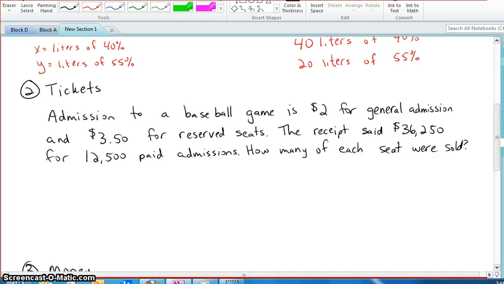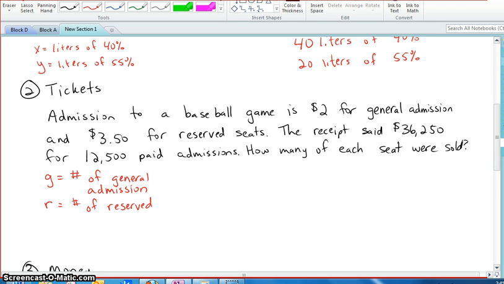My next problem has to do with tickets. So admission to a baseball game is $2 for general admission and $3.50 for reserved seats. The receipt at the end of the day said that $36,250 worth of tickets were sold, and that was 12,500 admissions. So how many of each seat were sold? So I'm going to call G the number of general admission seats. And I'm going to call R the number of reserved.